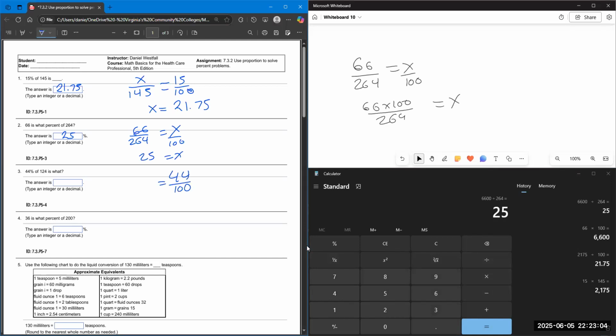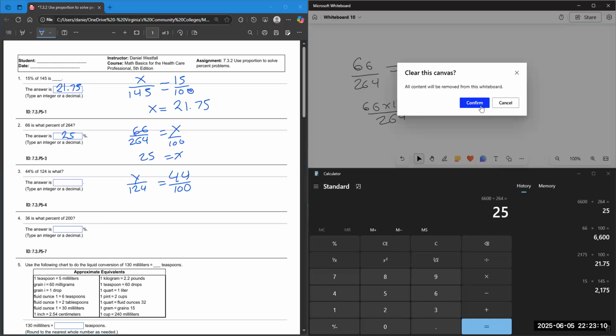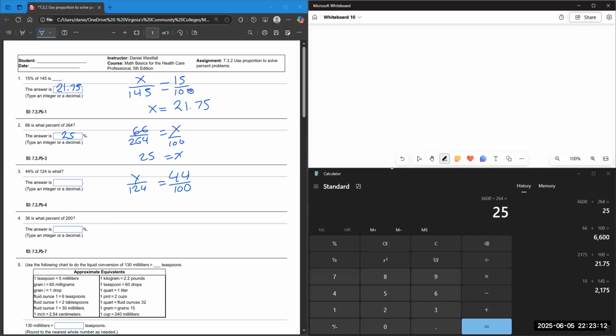44% of 124 is what? X is 44 times 124 over 100. 44 times 124 divided by 100 is 54.56.